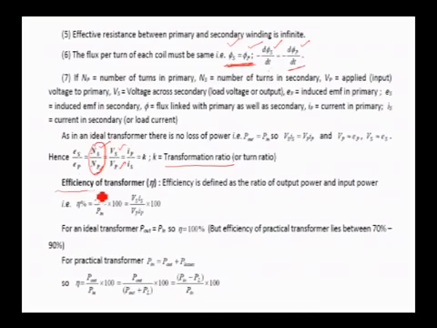But remember, a transformer will never work with 100% efficiency. Whatever power we transmit, the same power will not be received at the other end. Always there is a loss. That's why, to find the efficiency of the transformer, we divide the output power by the input power, multiplied by 100%. Output power is the product of output voltage and output current, divided by input voltage and input current. VS IS will give the output power, VP IP will give the input power. So that's how we measure the efficiency.